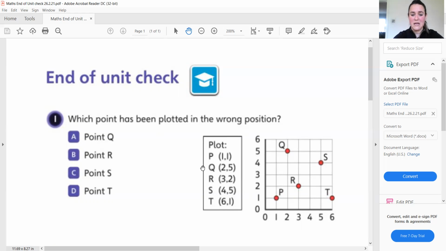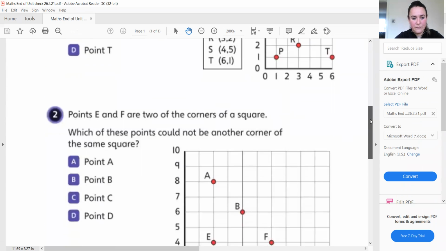I'm going to work through each letter and find out which one of those is not in the correct position. Once I've done that, I'm just going to either circle or tick whichever one is in the wrong position. Are we happy with that? Perfect. Now, moving on to question 2.